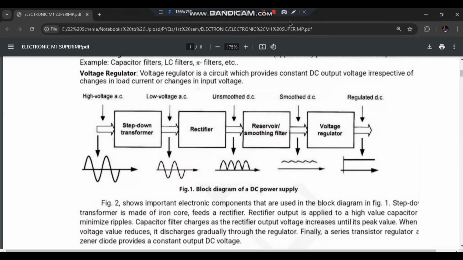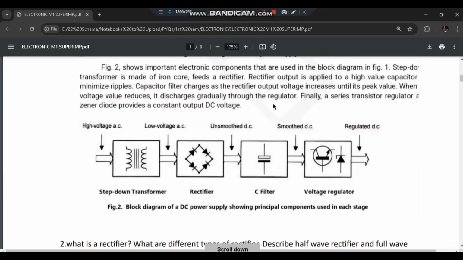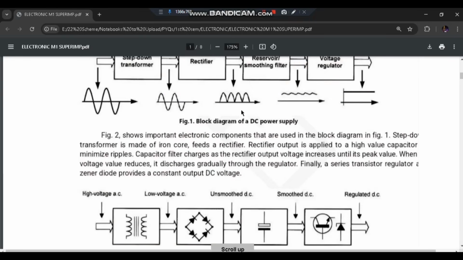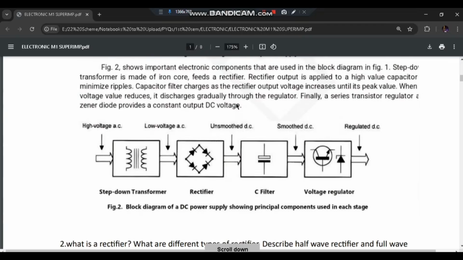This is the neat block diagram, and this is just another representation of the same. You have to make this one along with the waveforms.